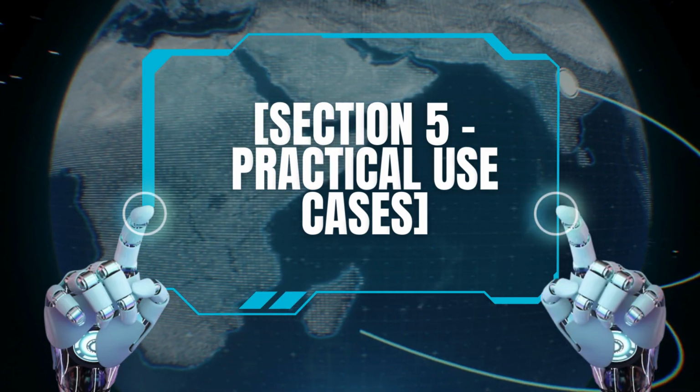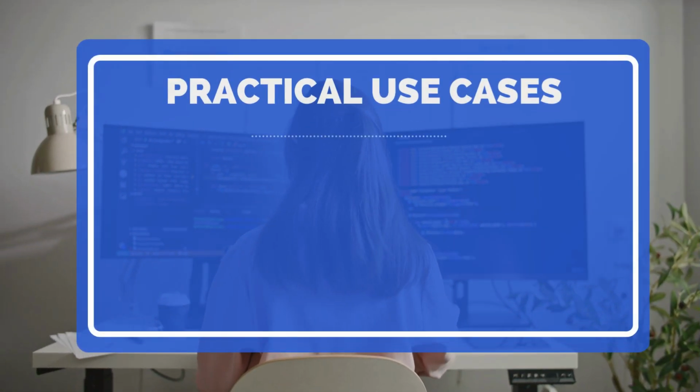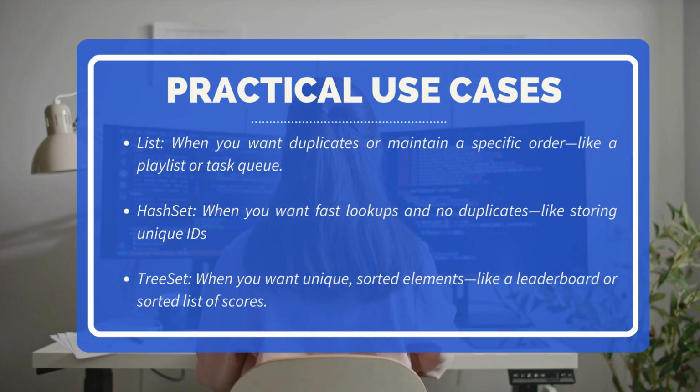Section 5, Practical Use Cases. List, when you want duplicates or to maintain a specific order, like a playlist or task queue. HashSet, when you want fast lookups and no duplicates, like storing unique IDs. TreeSet, when you want unique, sorted elements, like a leaderboard or sorted list of scores.